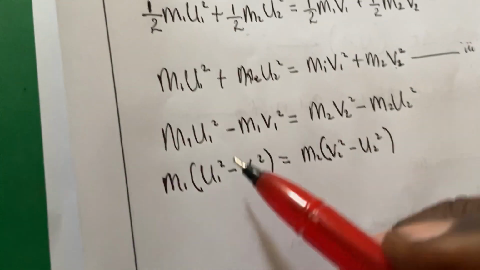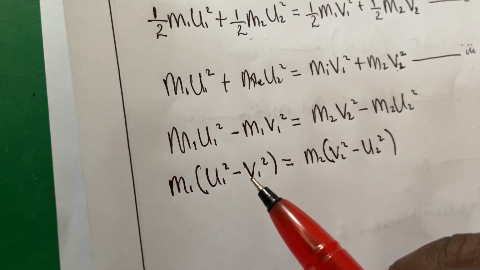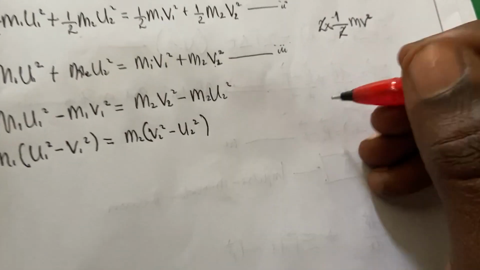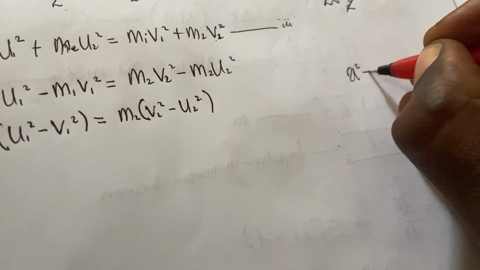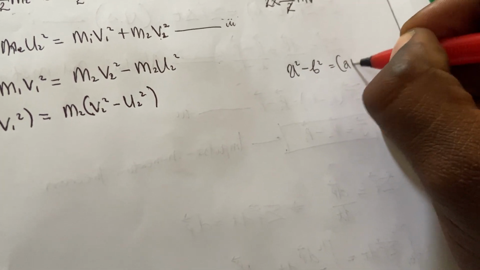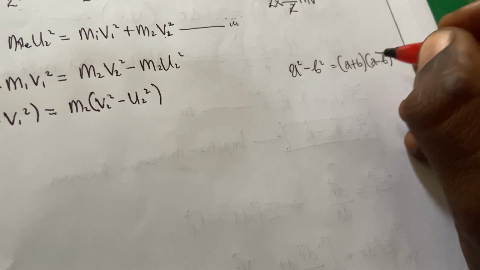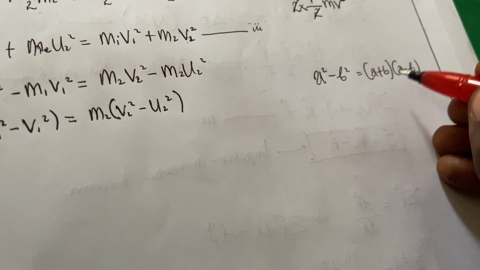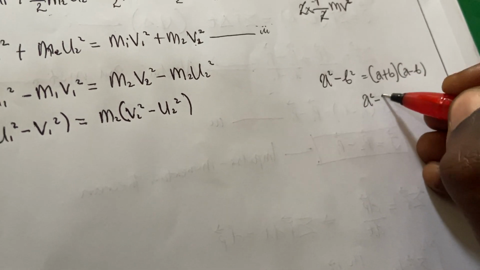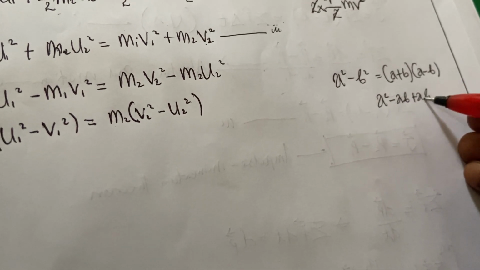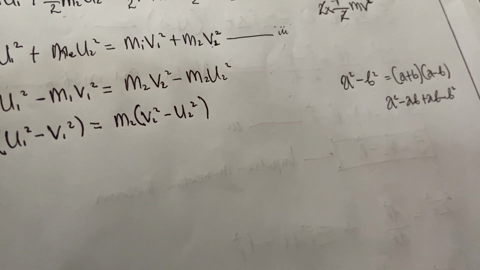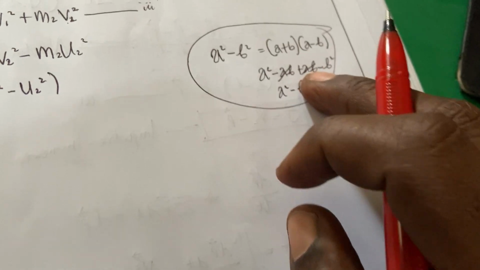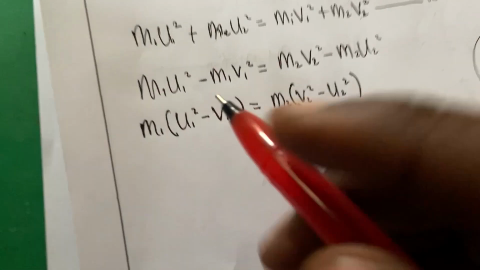Now looking at this, there's what we call the difference of two squares. Let me explain it here. The difference of two squares: a square minus b square equals a plus b times a minus b. When you expand this, it results back at this. Let's try it. A times a is a square, a times minus b is negative ab, plus b times a is ab, b times minus b is negative b square. This ab will cancel this ab, and I'll be left with a square minus b square. So this is the mathematical expression we use to expand this.